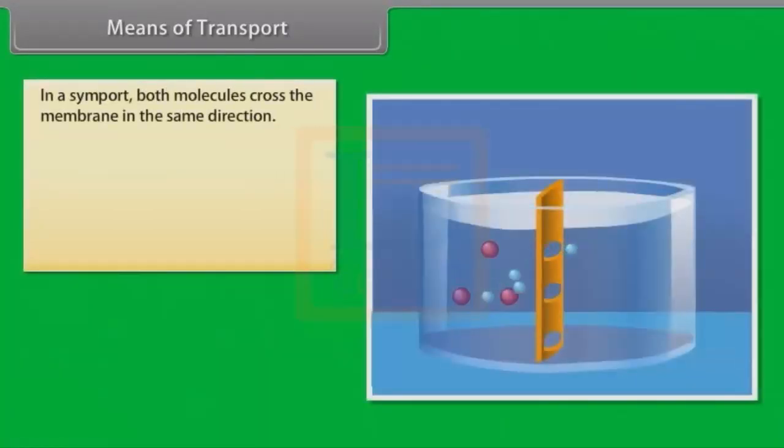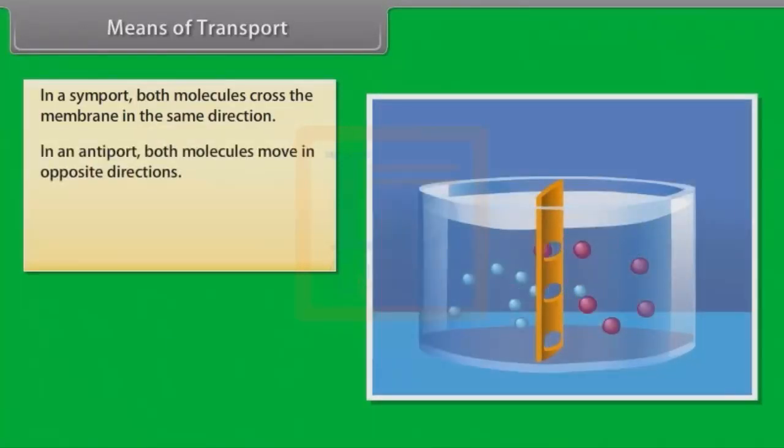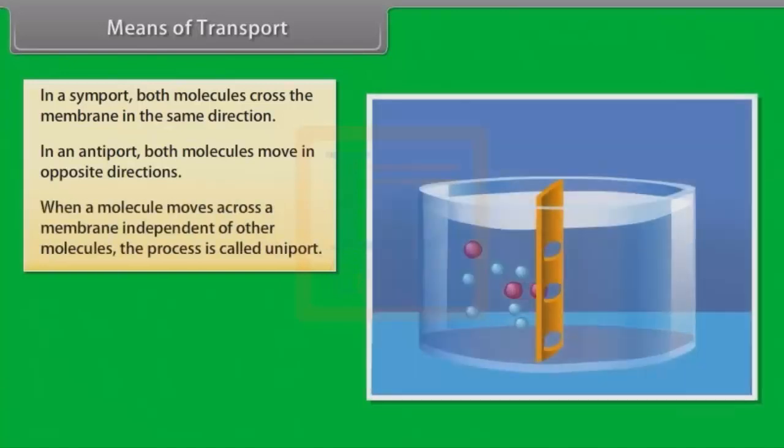Some carrier or transport proteins allow diffusion only if 2 types of molecules move together. In a symport, both molecules cross the membrane in the same direction. In an antiport, they move in opposite directions. When a molecule moves across a membrane independent of other molecules, the process is called uniport.